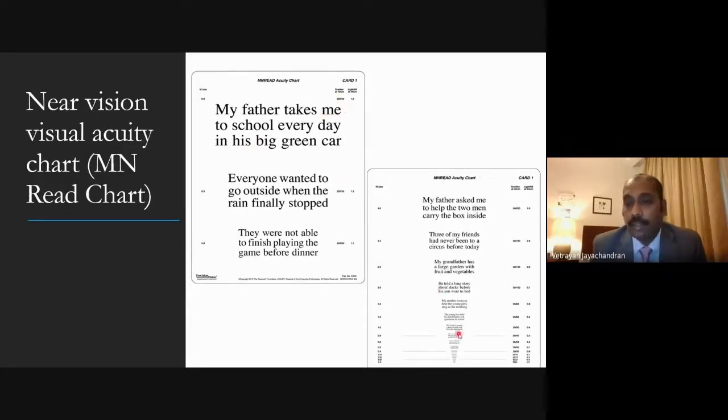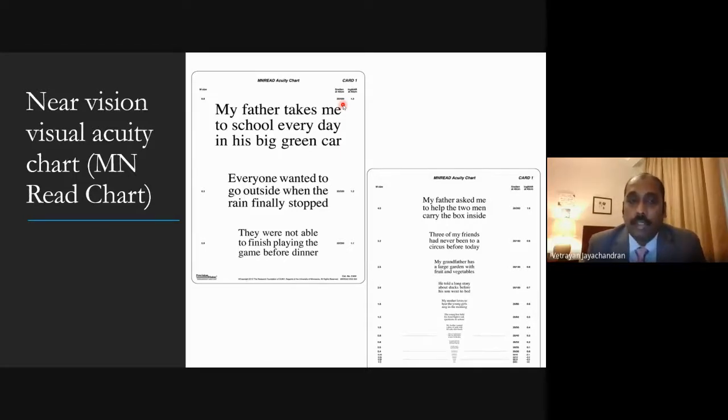You can ask a person to read the sentence. If the person has difficulty reading the normal visual acuity, you can gradually ask them to read the letters where they can see very clearly and read. Suppose the person can read only this big letter, like 'my father takes me to school every day in his big green car', then the patient has difficulty here. So you can mention his visual acuity is 20 by 400. You can also use a timer when the person starts reading, to check how fast he can read the particular sentences.